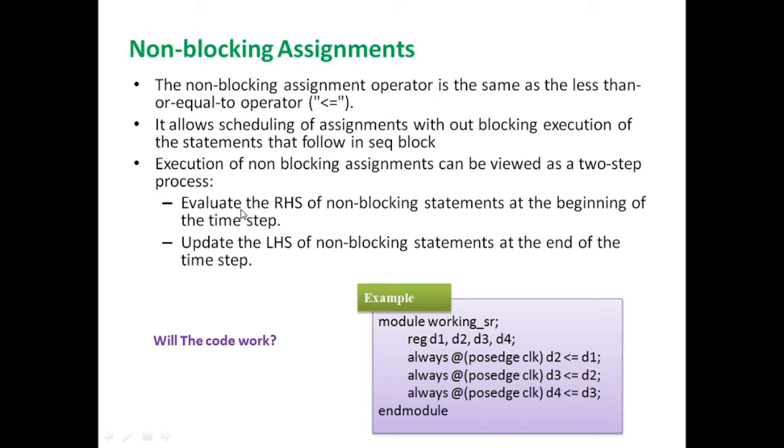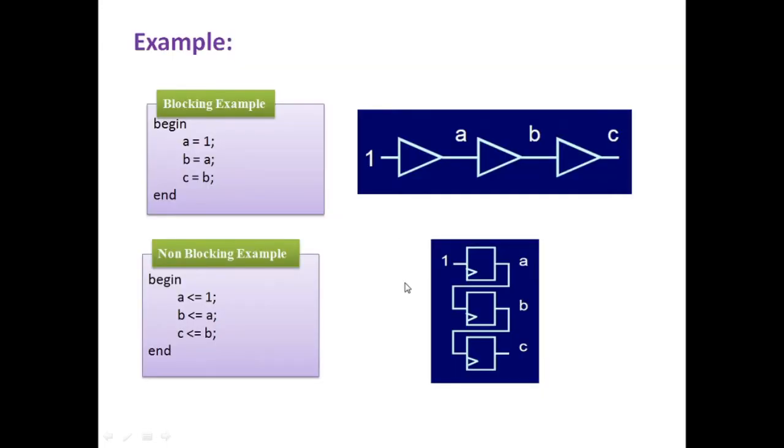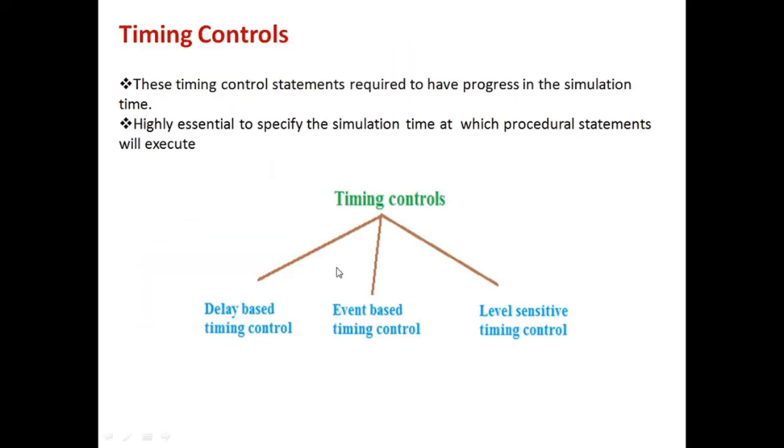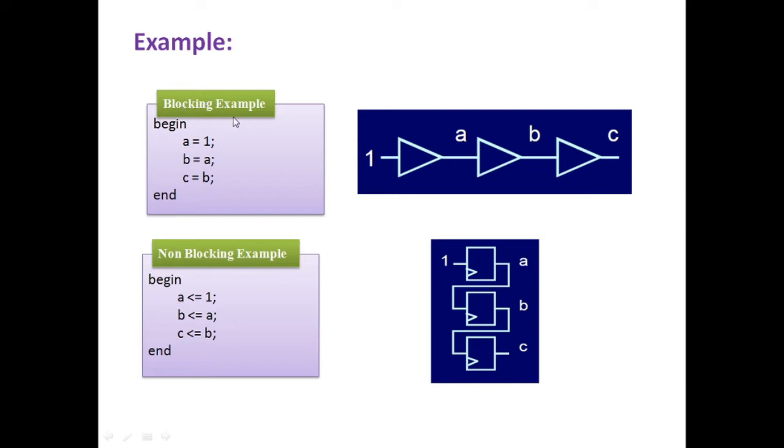Like the execution happens how? The RHS of the non-blocking statements at the beginning of the time step updates the LHS of the non-blocking statements at the time step. So let us discuss what are these 2 points here. Before discussing the 2 points, I have here some code. What is this? A blocking statement uses the equality operator, and a non-blocking statement means the less than or equal to operator.